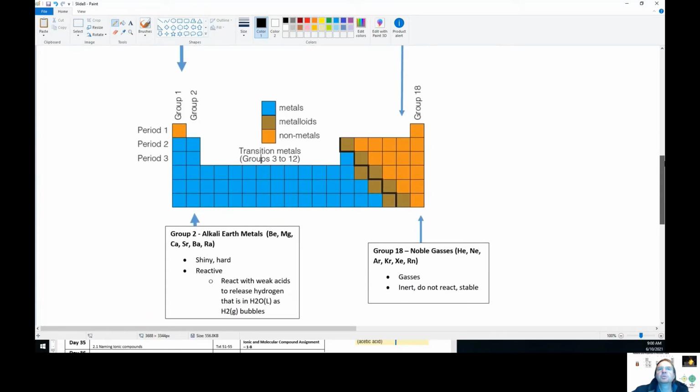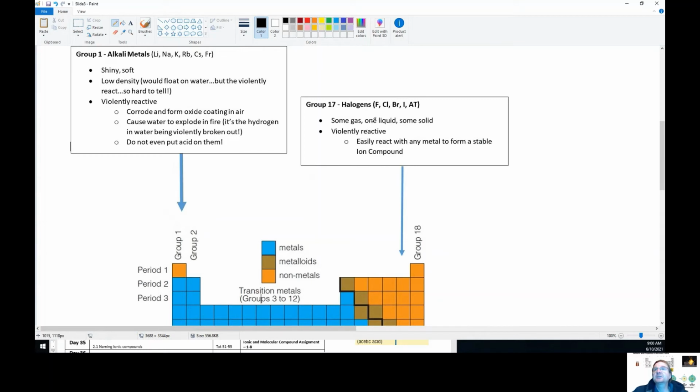Group 2, alkaline earth metals: beryllium, magnesium, calcium, strontium, barium, radium. They're shiny, but they're harder, and just reactive, as opposed to violently reactive. They'll react with weak acids and release hydrogen. We'll see little bubbles, and you're going to get to watch an experiment and see what happens specifically when magnesium is put into weak acid.